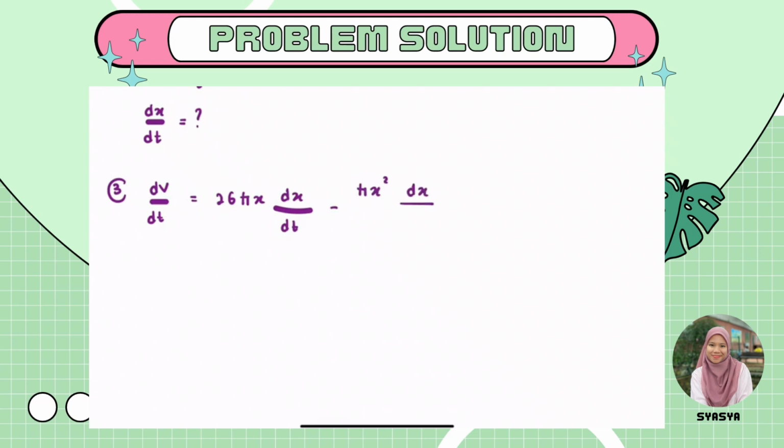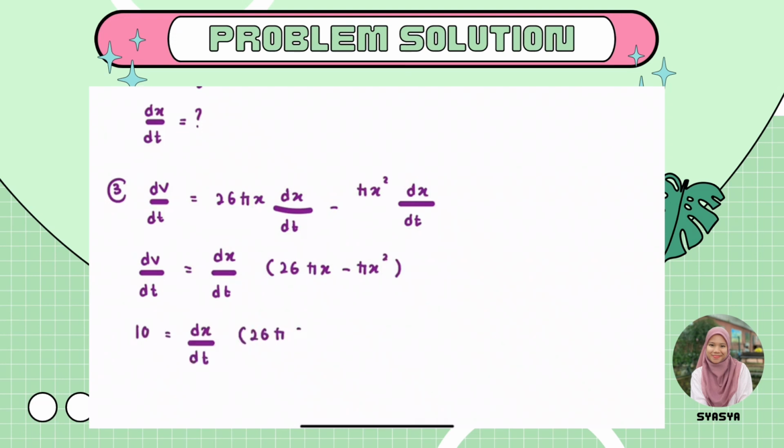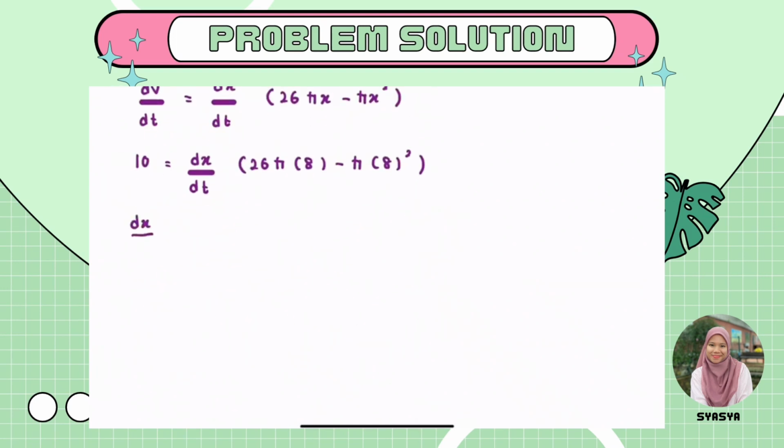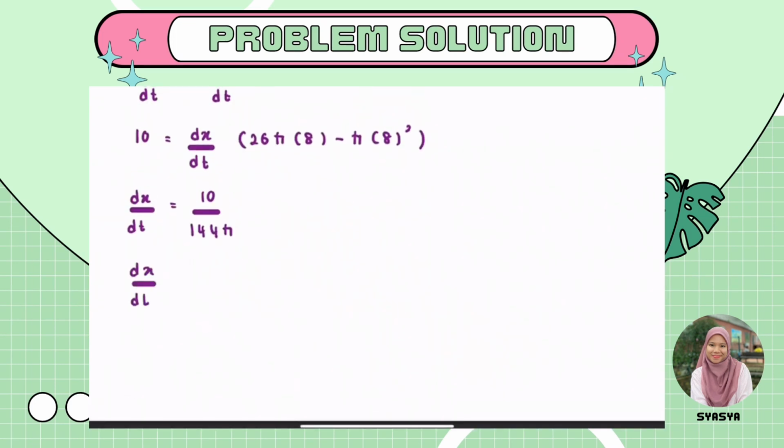Thirdly, relate all the relevant quantities by first differentiating the volume. Then we get dV over dt equal to 26 pi x minus pi x squared, multiplied by dx over dt. After that, simplify the equation. Fourthly, put in all the values we know, which are dV over dt is 10 and x is 8. Finally, we solve the equation and get dx over dt as 5 over 72 pi.